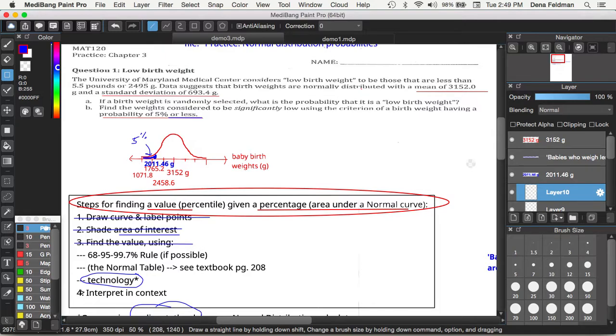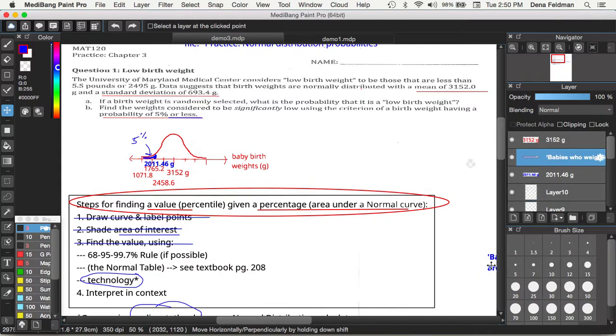Cross that off. And the last thing, and again the most important thing, is to interpret your answer in context. So even if I got a number, which is great, once you have a number, you also have to explain what that number is. So here's a way I thought to explain it. Babies who weigh less than 2011 grams, those are the babies considered to have significantly low birth weights.